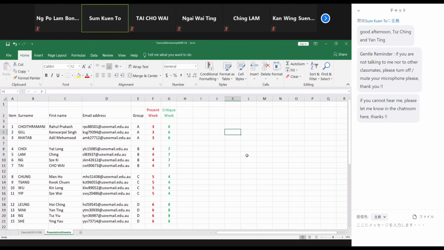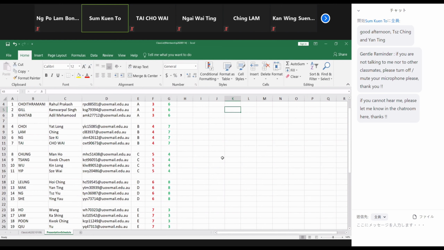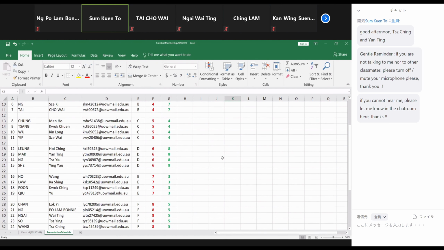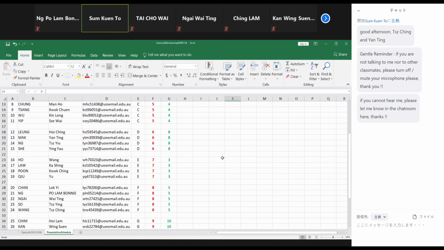In the Excel file, we have student numbers 1, 2, 3. Group A, we have 3 persons, presenting next week and critique in week 6. Then Group B has 4 persons. The red one is presentation and the green one is for critique. So Group B, with 4 members, is presenting in week 4 and doing the critique in week 7. Group C, 4 members, 5 and 4. Group D, 6 and 8, 4 members again. And then Group E, 7 and 3.